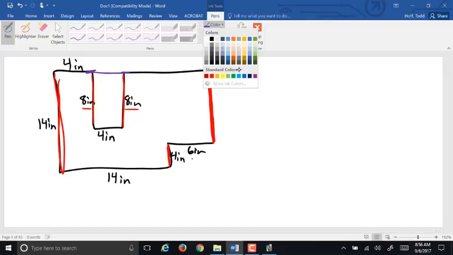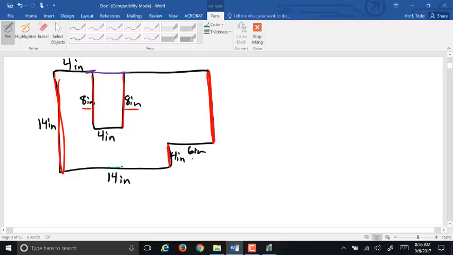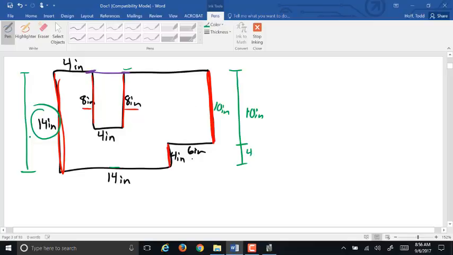So now, from bottom to top, I have 14 inches up this side. I have to have 14 inches going up the right side as well. If this piece is 4, what's this piece up here have to be? 10. Very good. I have to have that total of 14 inches. So that piece is 10 inches.